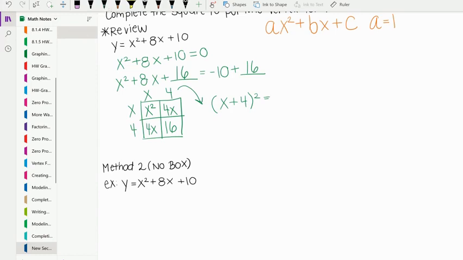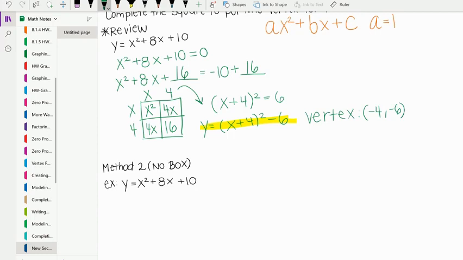Actually, that's not 16. x plus 4 squared equals 6. And then you're going to move it over. So you'd get x plus 4 squared minus 6. And then you would go ahead and put a y equals. So now it is in vertex form. So then from there, we would be able to find the vertex, and the vertex would be -4, -6.